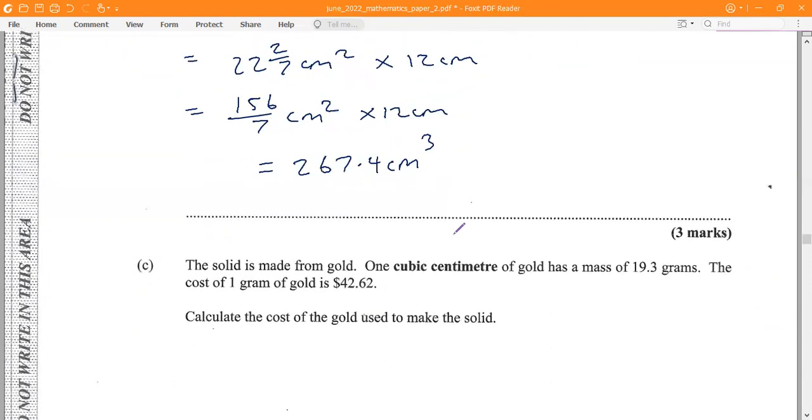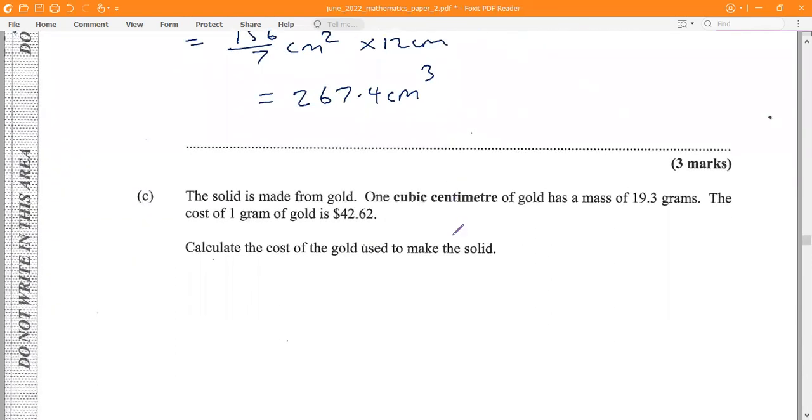Let us see now, as we move on to part C: a solid is made from gold. 1 cubic centimeter of gold has a mass of 19.3 grams. The cost of 1 gram of gold is $42.62. Calculate the cost of the gold used to make the solid. So let us convert cm cubed to grams.